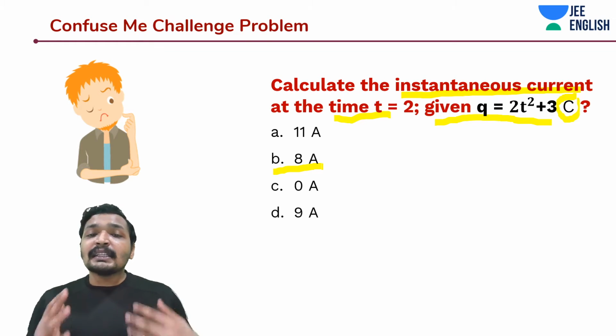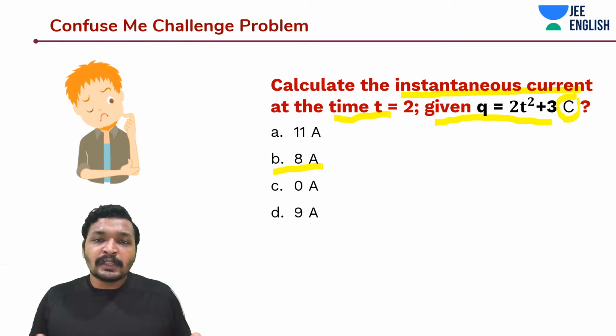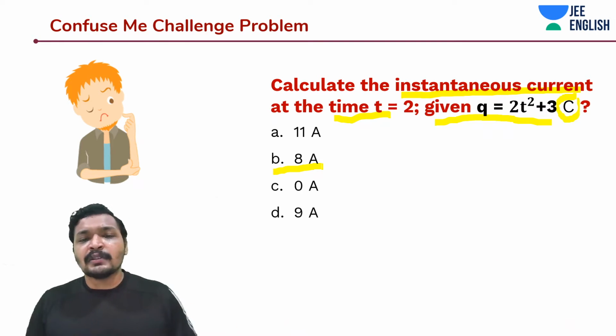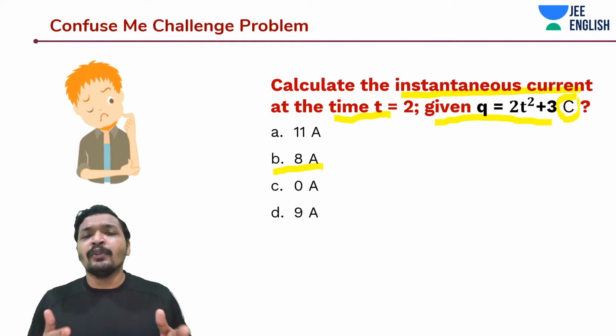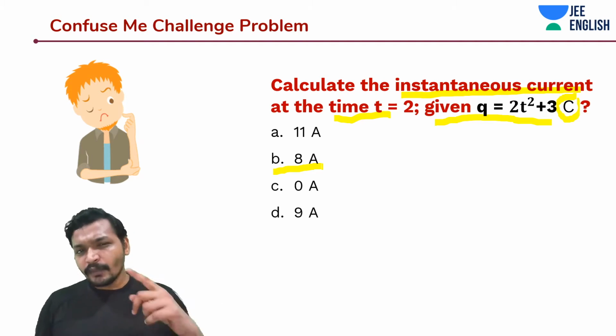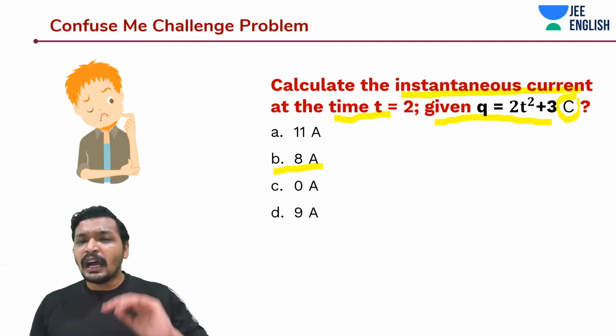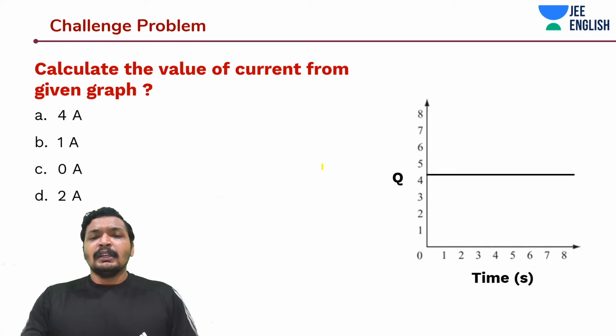And there are many such "confuse me" problems in JEE. Around 5 to 10 problems in physics are basically conceptually oriented problems where sometimes they're trying to confuse you. You should be very careful about this, be it any competitive exam, and look at it carefully. And guys, next problem.